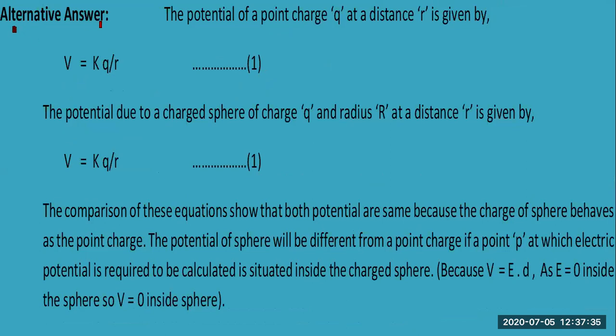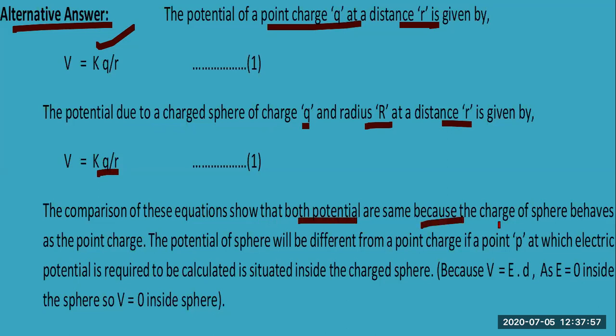This is another alternate answer for this question. The potential of a point charge Q at a distance r is given by this formula. The potential due to the charged sphere of charge Q at a distance r is given by this one. Comparing these two equations shows that both potentials are the same, because the charge of the sphere behaves like a point charge. The potential of the sphere will be different for a point inside.